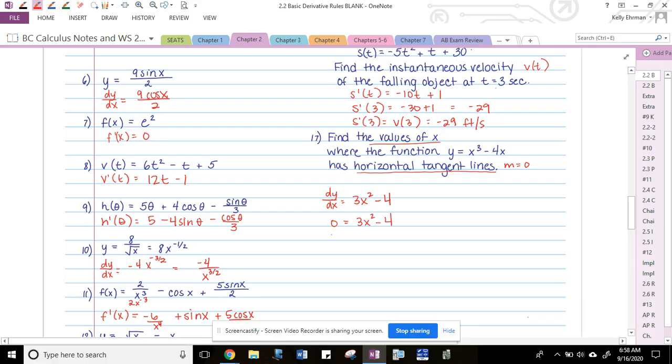I'm going to add 4, divide by 3, square root method. That's plus or minus 2 over square root 3. Those are the values of x for which the function has horizontal tangent lines. That's all we have to do.